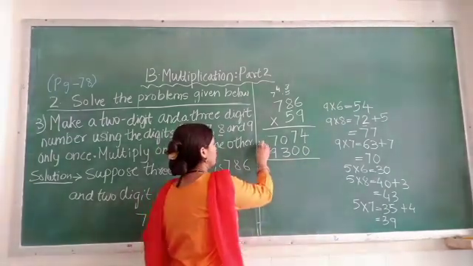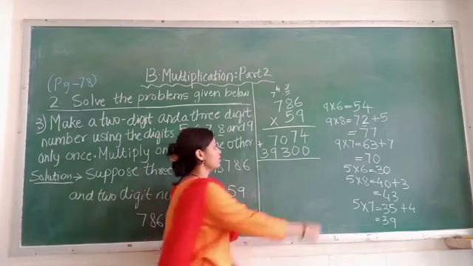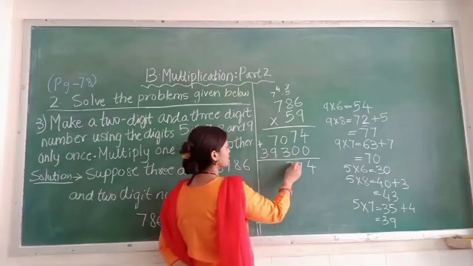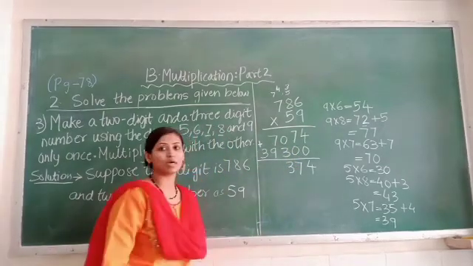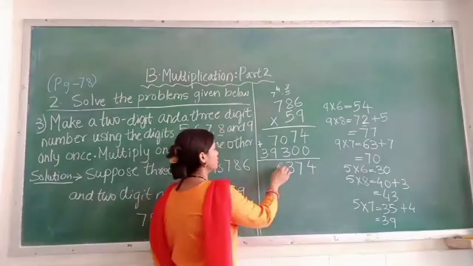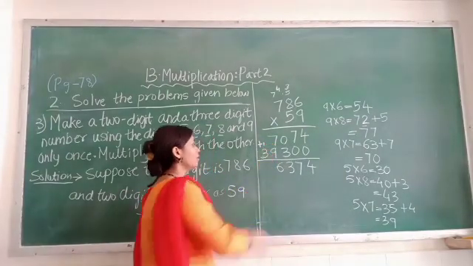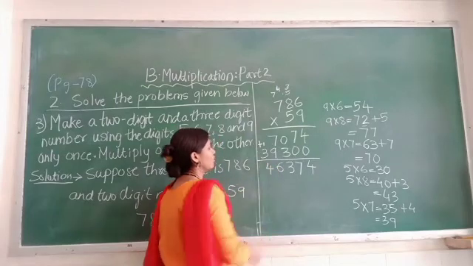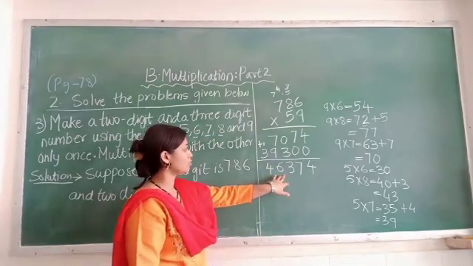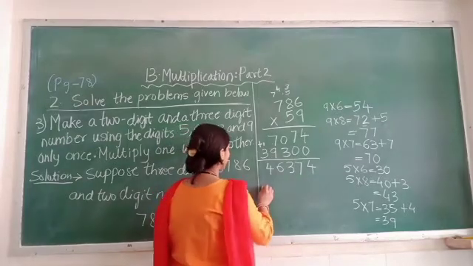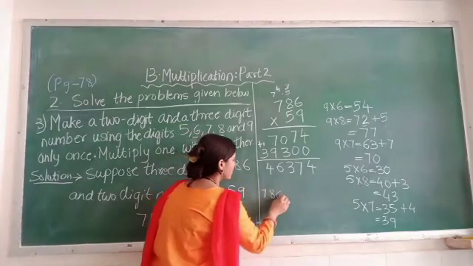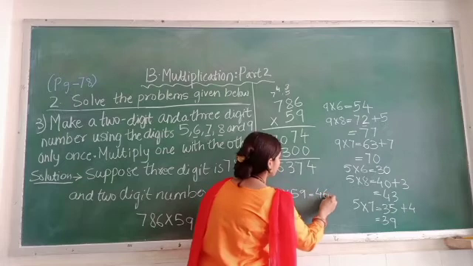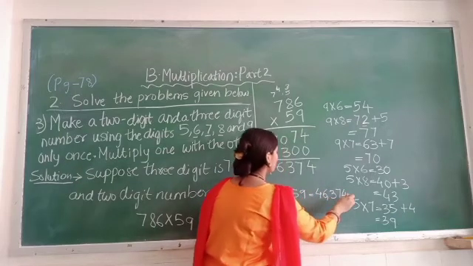We will add both the numbers. 4 plus 0 is 4, 7 plus 0 is 7, 0 plus 3 is 3, 9 plus 7 is how much? 16. This 6 will be written here and 1 will be carried over to the next number, that is 3. 1 plus 3 is how much? 1 plus 3 is 4. So what is the answer? 46,374. Now when we have multiplied 786 by 59, the answer is how much? 46,374.